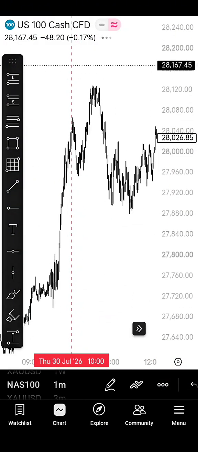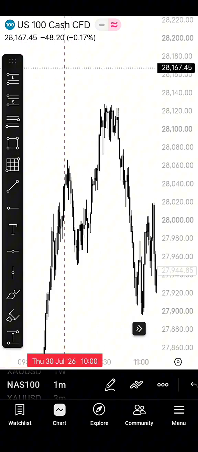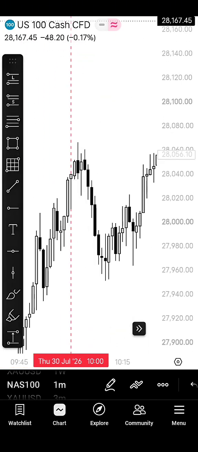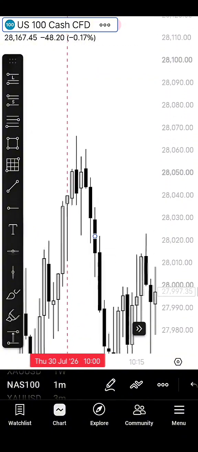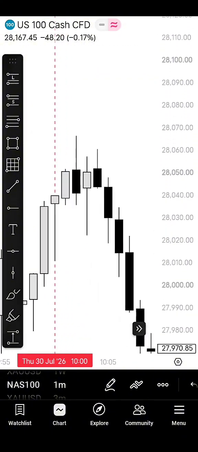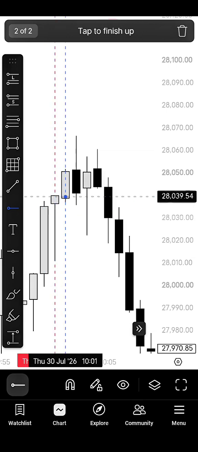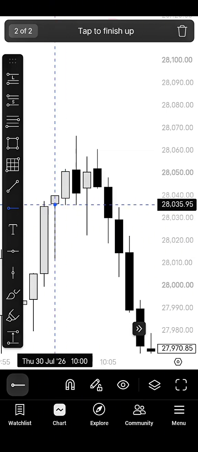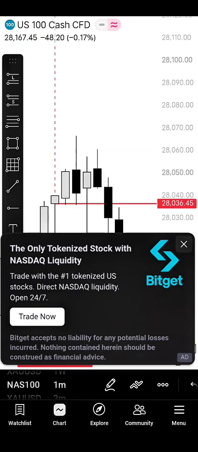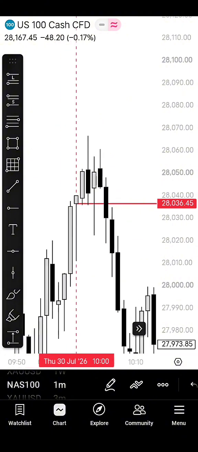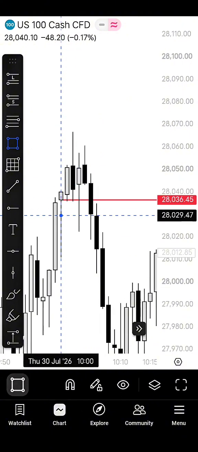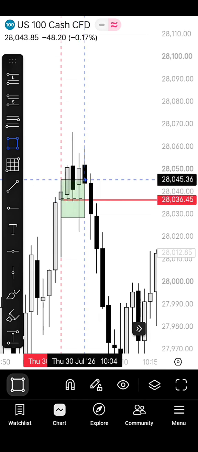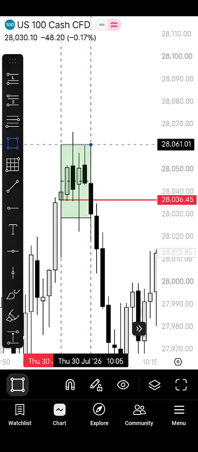So here we are back on the 1 minute time frame. This is the Thursday example. This is the 10 a.m. candle, which is on the 1 minute time frame. So this is our key open for the 10 a.m. I will wait for the first 5 minutes to close the candle. So, 10:05.